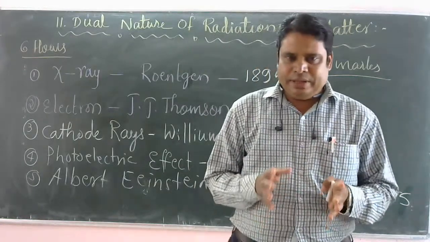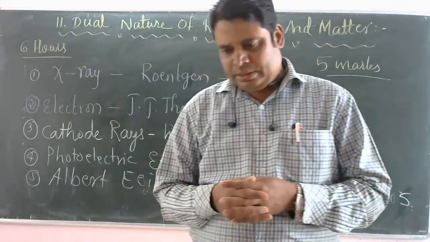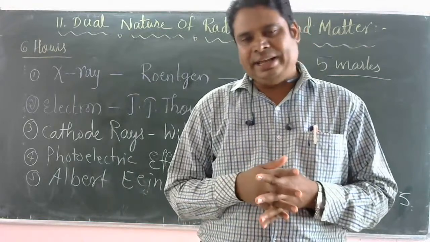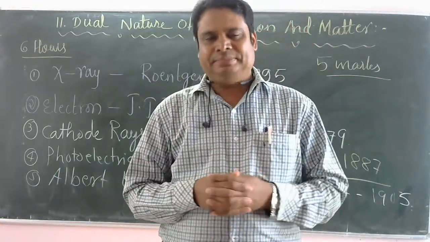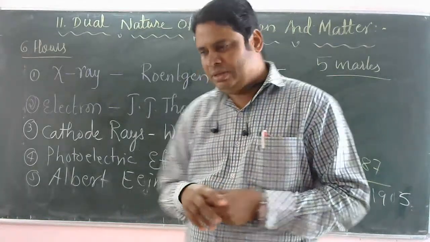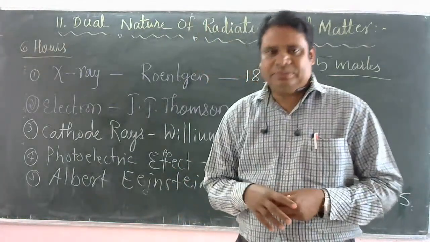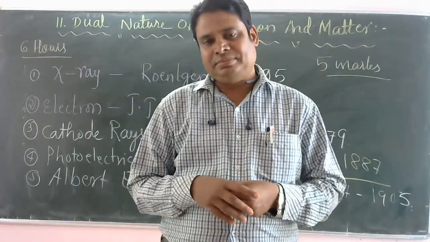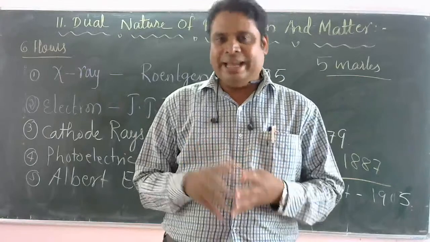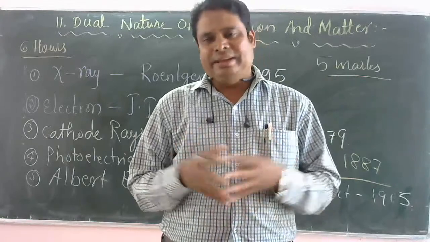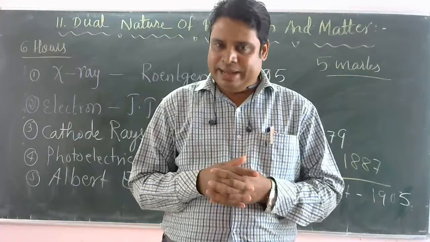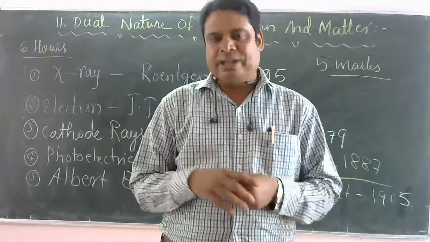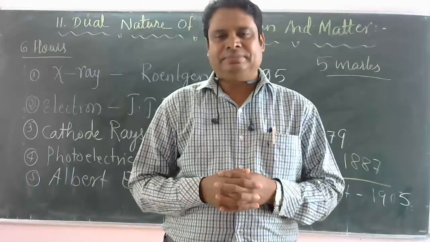We studied in chapter number 9 the ray nature of light or particle nature of light, considering light as a particle, the corpuscular theory. Whereas in chapter number 10, we considered light as a wave. By considering light as a ray, we can explain some of the phenomena like diffraction, reflection.